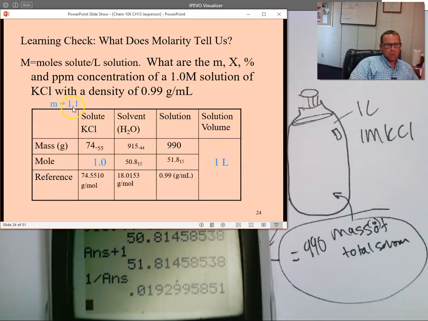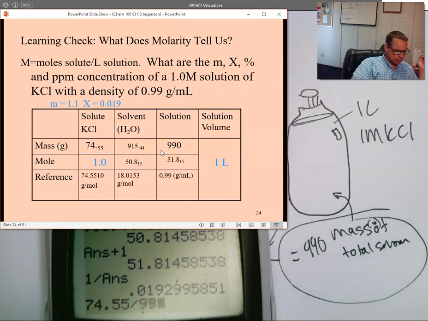All right, so we got 1.1 for the molality, 0.019 for the mole fraction. We have all our numbers here, right? So we should be able to find them all. Alyssa, your turn. What values do we need from this table down here to find the mass percent? We need the mass of the solute and the mass of the solution. All right. Mass of the solute, 74.55. What's the mass of the solution?